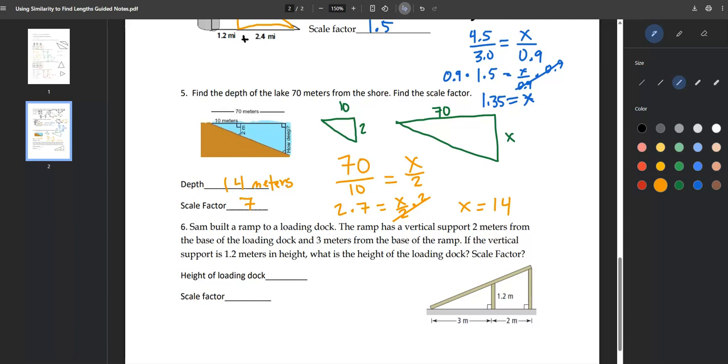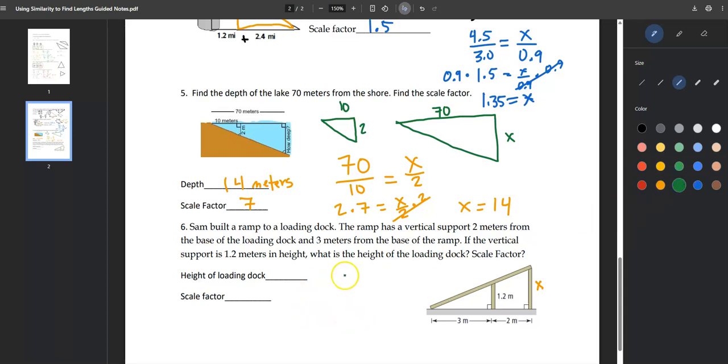Okay, and let's do one more. We got Sam. He's building a loading dock. The ramp has a vertical support of 2 meters from the base to the loading dock, and 3 meters from the base of the ramp to the vertical. So you guys can see it labeled right there. And then the support height is 1.2 meters. And we want to know the height of the loading dock. So we want to know what that measurement is right there.